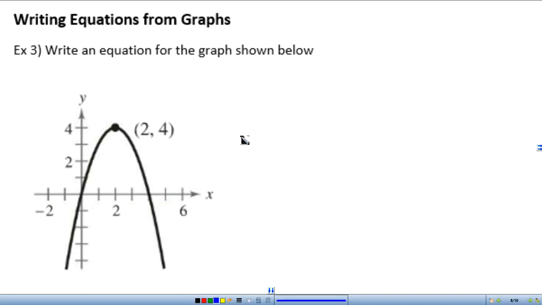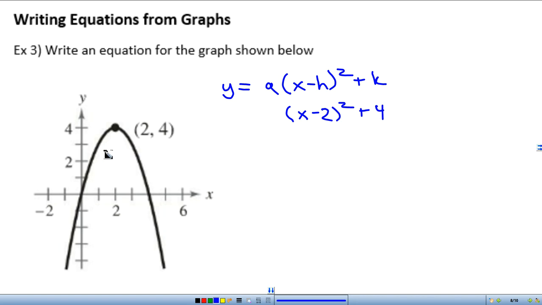Write the equation for the graph. Okay, so you have y equals a times x minus h quantity squared plus k. My vertex is at 2, 4. So right now I have x minus 2 quantity squared plus 4, and notice I open downward. So I'll put negative 1.